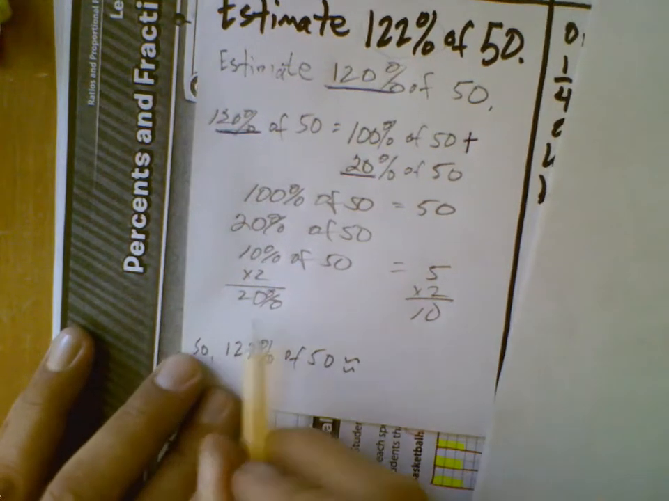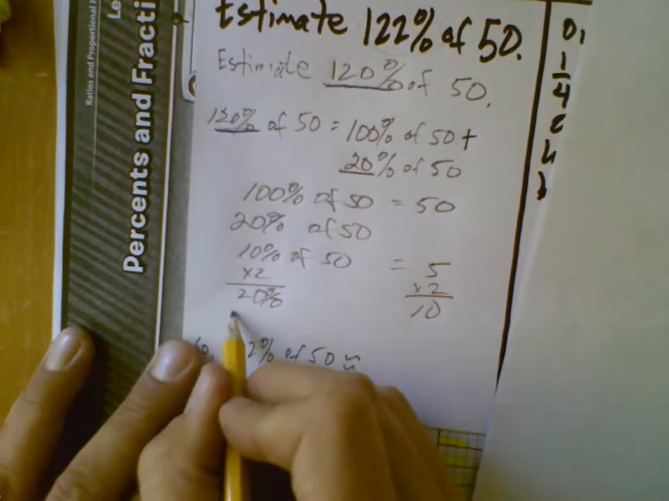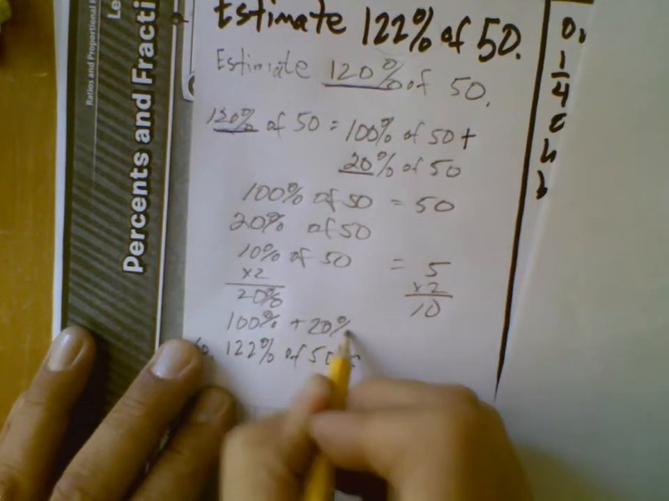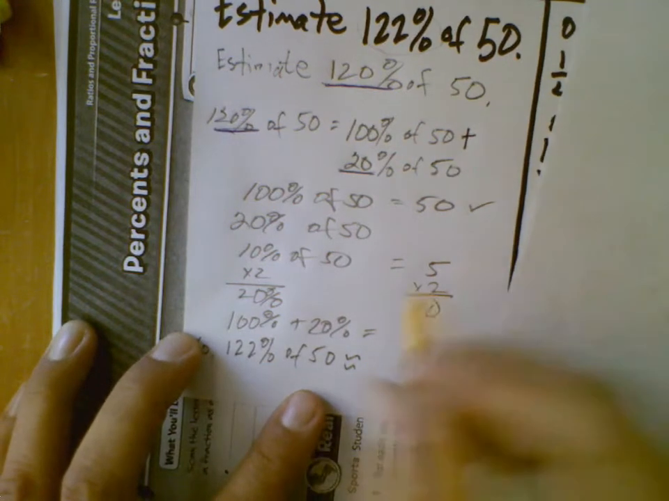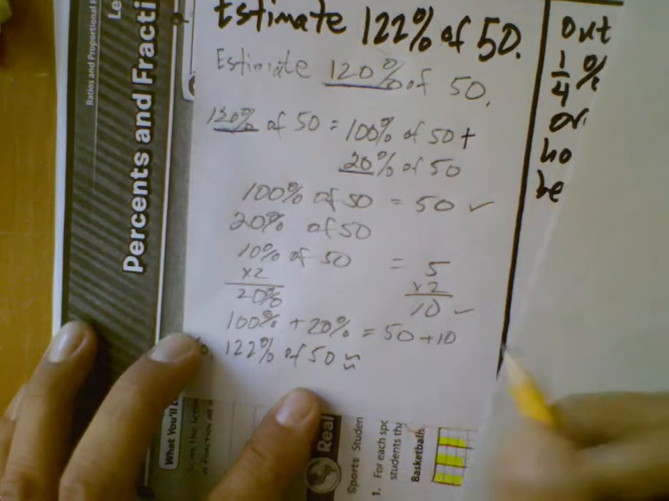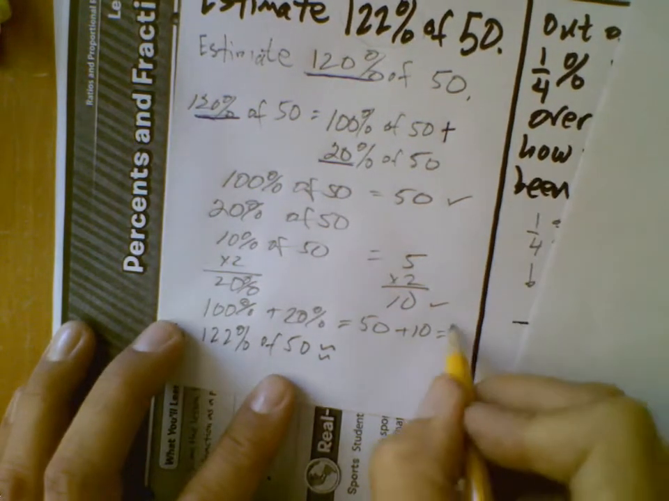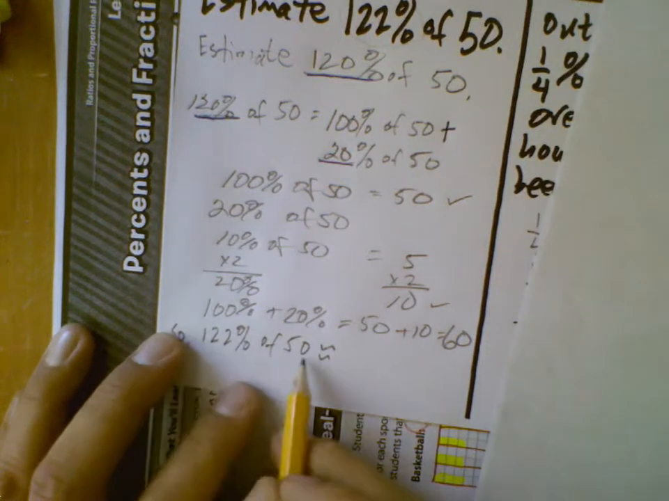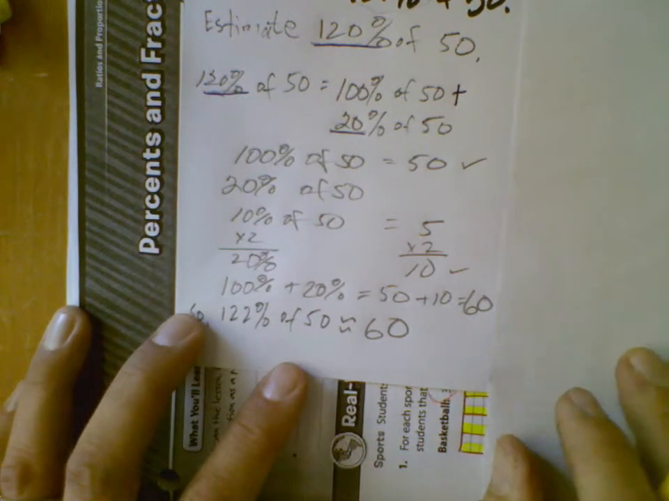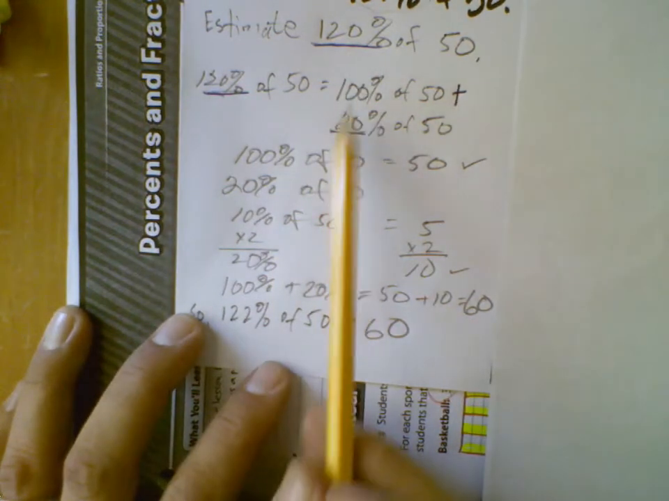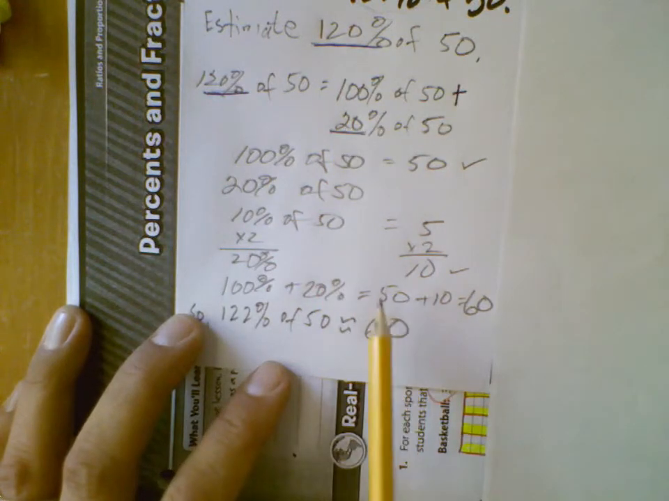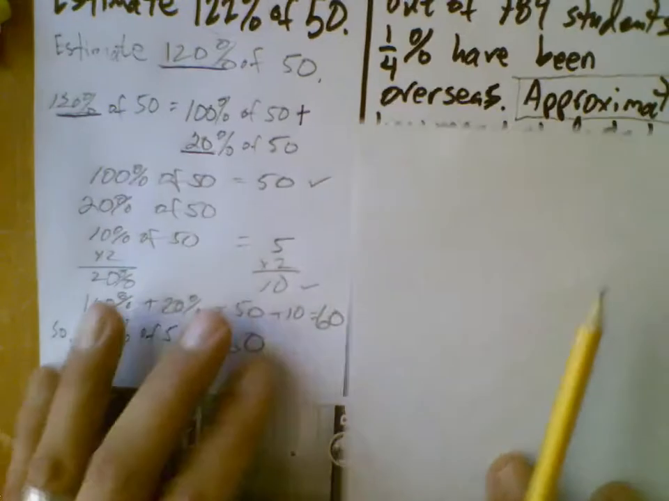So 120%, so 100% plus 20% is going to be equal to the 50 plus the 10, or about 60. So 120% of 50 is about 60. This time, we just broke it up, and again, into pieces that we could find easier. We found the pieces, and we combined them the way we need to combine. In this case, add.